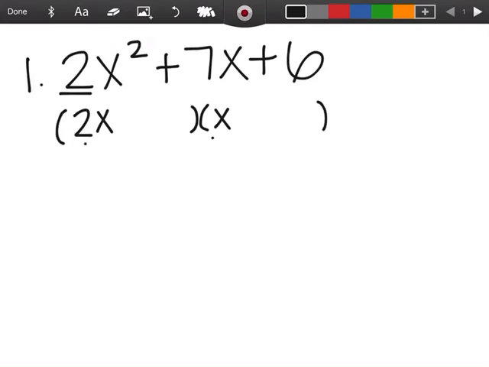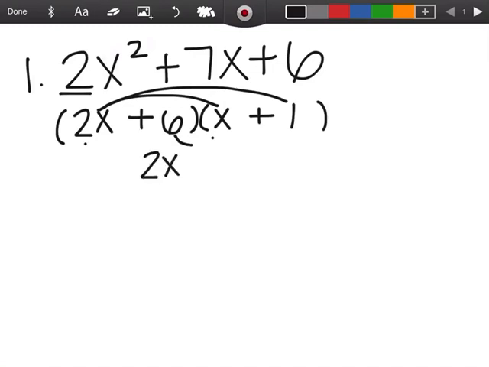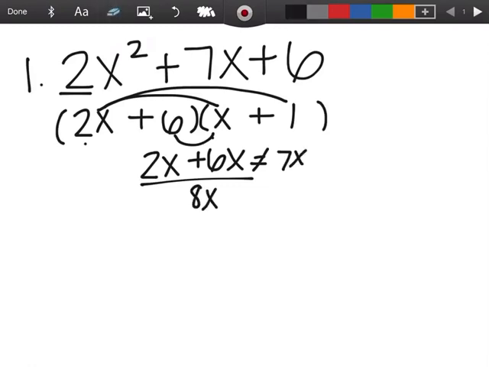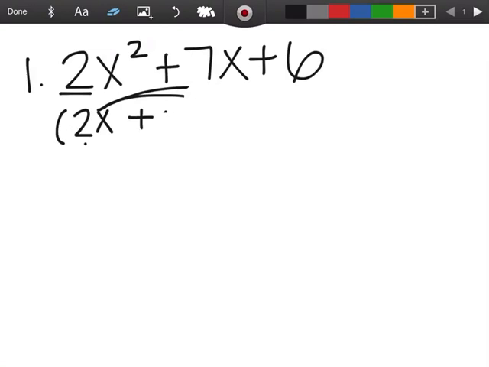And so now when you're looking for two numbers that multiply to be 6 and add up to be 7, it actually doesn't work because the two numbers that do that are 6 and 1. But if I set up 6 and 1, and they're both positive, this doesn't equal 2x squared plus 7x plus 6. First times first is 2x squared, but outer is 2x and inner is 6x, and that does not add up to be 7x. It adds up to be 8x. And so this is not the right way to factor this problem.